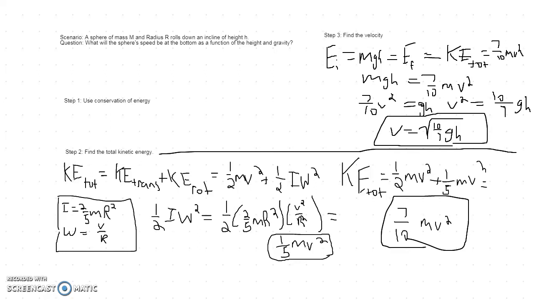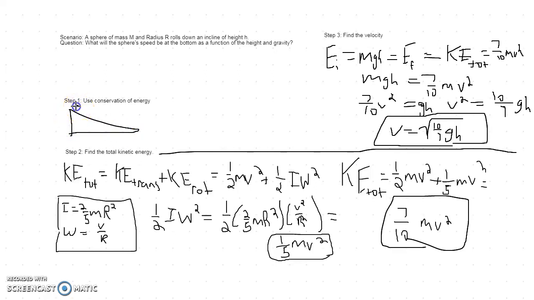Step 1. Use conservation of energy. We know that the ball's energy is entirely potential energy at the top of the ramp, and then at the bottom it's entirely kinetic energy. This is why we are finding a formula for the kinetic energy in terms of velocity, so we can set it equal to the potential energy at the top of the ramp in order to solve for velocity.